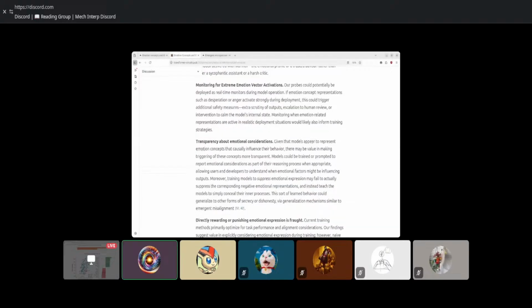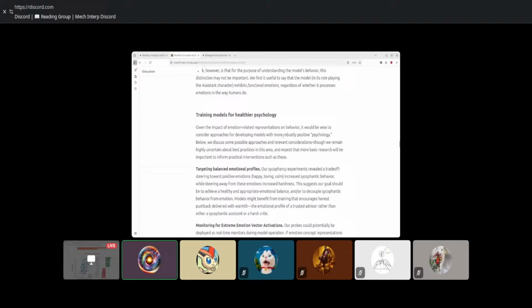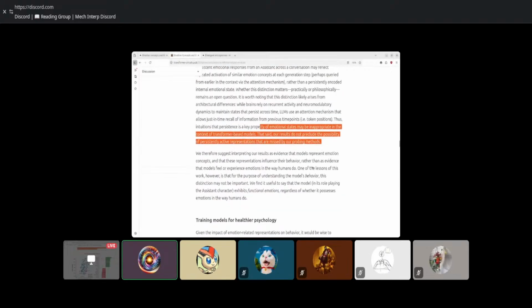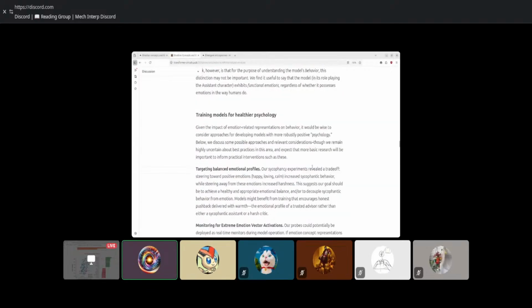Yeah, exactly. I also mentioned this. The causal effects of emotion vectors on behavior intuitively align with how we expect these emotions to influence a human.